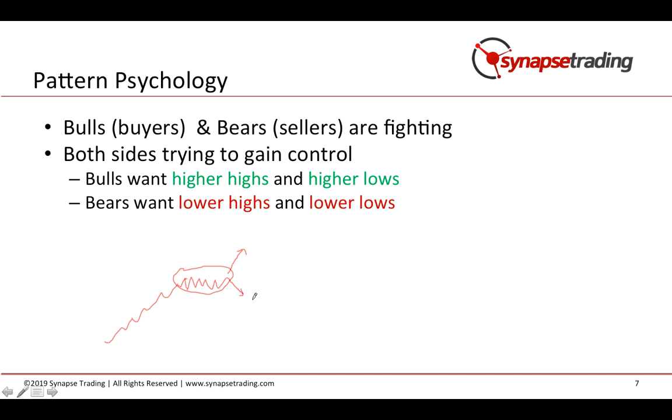So when you're observing the triangle pattern, the main idea is to try to determine who has the upper hand, who is more likely to win. In a symmetrical triangle, I would say it is pretty balanced, so it's a bit harder to tell who is going to win. But for an ascending triangle, the buyers have an advantage, whereas for a descending triangle, the sellers have an advantage.